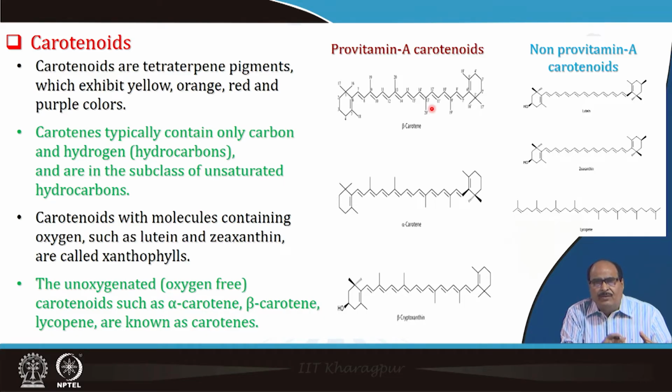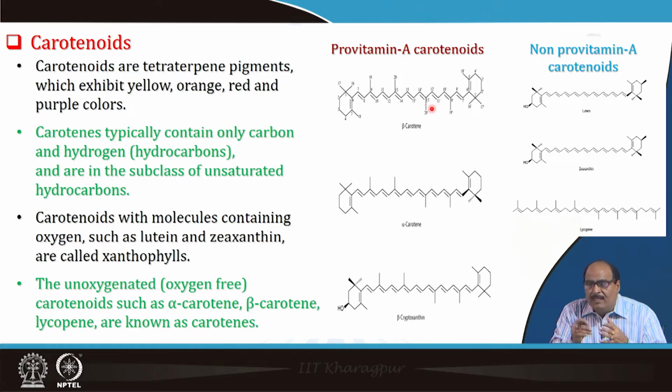that is, most of these carotenes which are present in plant foods have provitamin A activity, like beta carotene, alpha carotene, beta cryptoxanthin and so on. Provitamin A means that when it is consumed in the body, it is converted into vitamin A. So, that is why they are precursors of vitamin A, a very valuable component for our normal health.